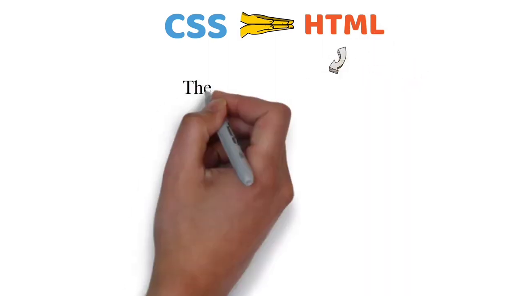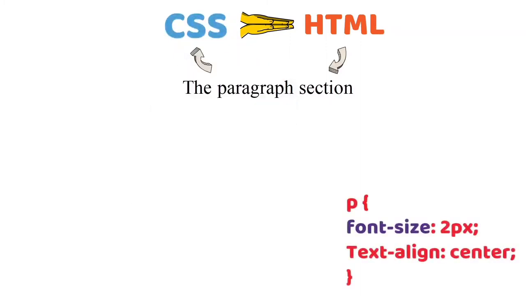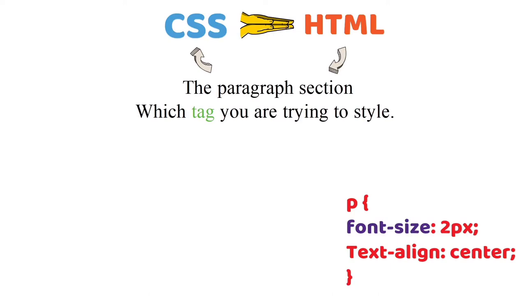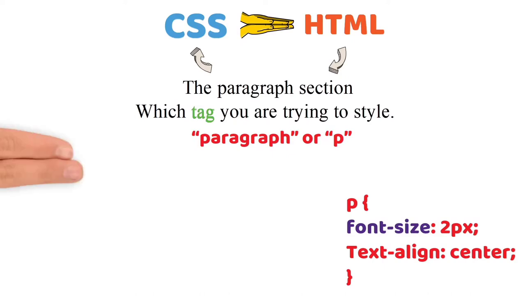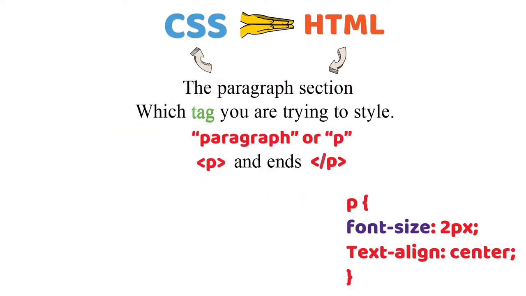For example, the paragraph section that we made in HTML can be modified with CSS. The first step is to identify which tag you are trying to style. The tag, for example, paragraph or P, is first put into these brackets and ends with the same format, but with a /, with text for your paragraph in between.